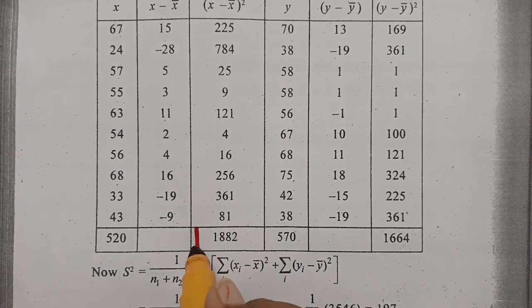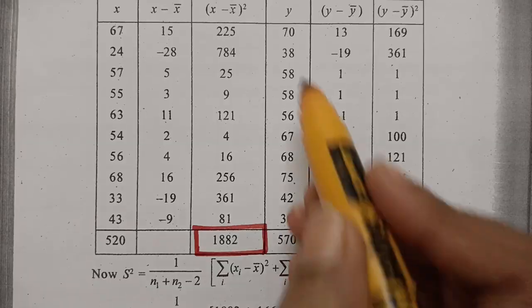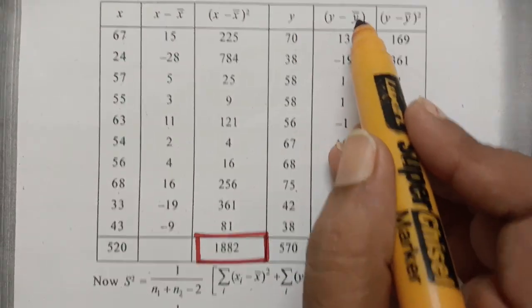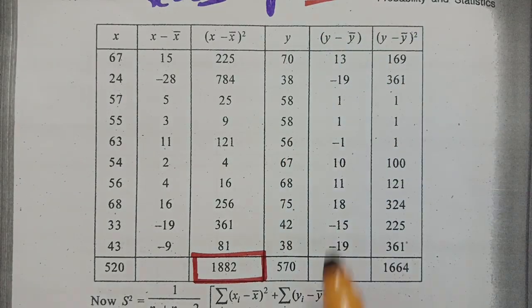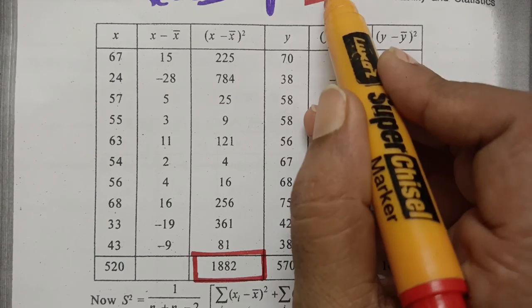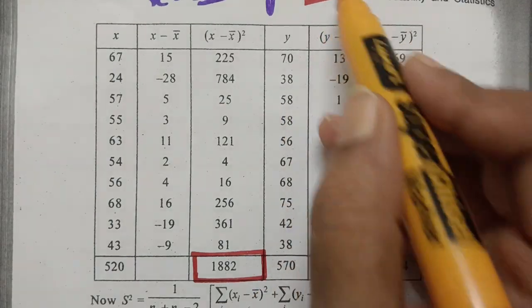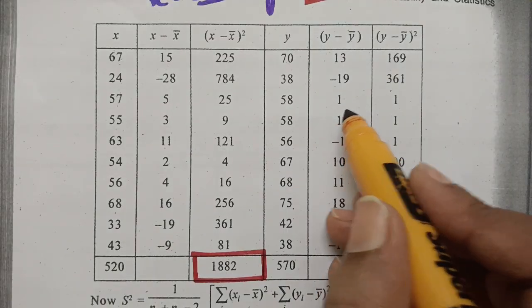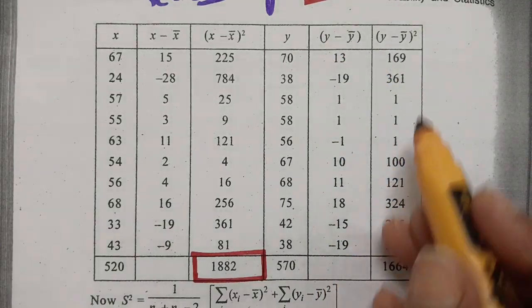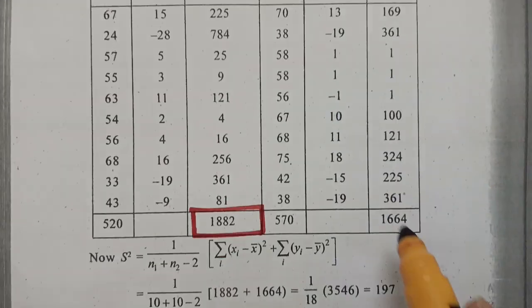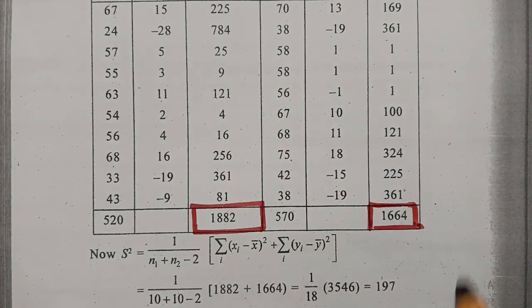You can use your calculator, and this is the procedure I am explaining. These are all the Y values from the question, and Y bar is 57. We subtract 57 from each value: 70 minus 57 is 13, 38 minus 57 is minus 19, 58 minus 57 is 1. Like that we fill this column and make the squares, that is 13 square, minus 19 square, like that.